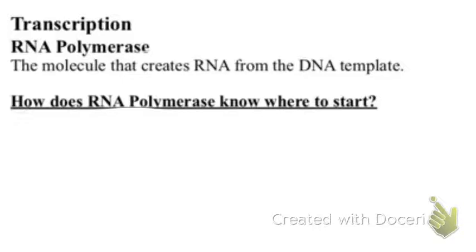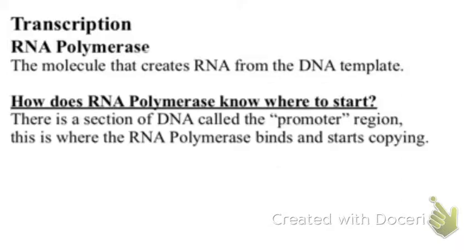I can see Evan over there wondering, how does RNA polymerase know where to start? I see it in your eyes, Evan. RNA polymerase knows where to start because there is a section of DNA called the promoter region. It's a very particular set of nucleotides all in a row. And when RNA polymerase finds that promoter region, it binds to it and starts creating mRNA from the DNA template.